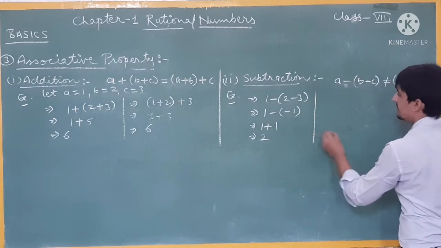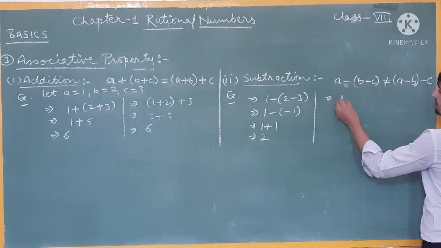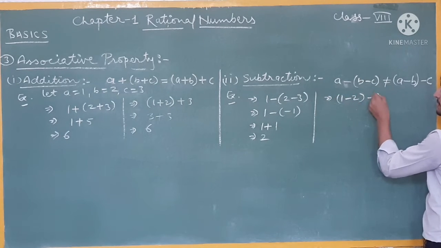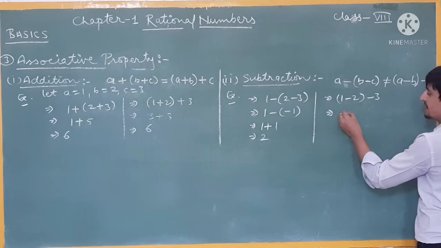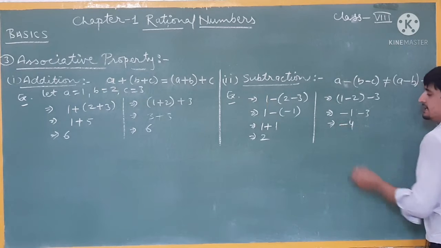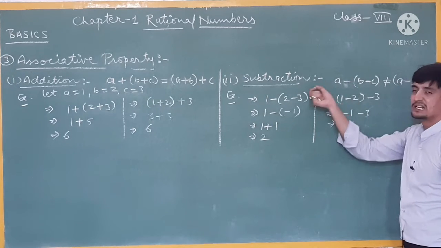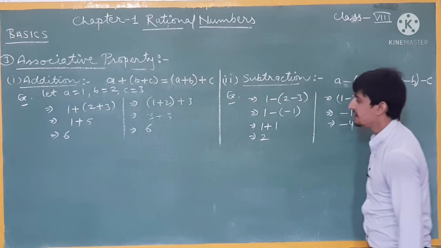Understood? Now in the RHS, putting the values of a, b, c, 1 minus 2 minus 3, so 1 minus 2 is minus 1 and minus 3 gives minus 4. It can be easily understood that 2 will never be equal to minus 4, so this property will not be satisfied in subtraction.